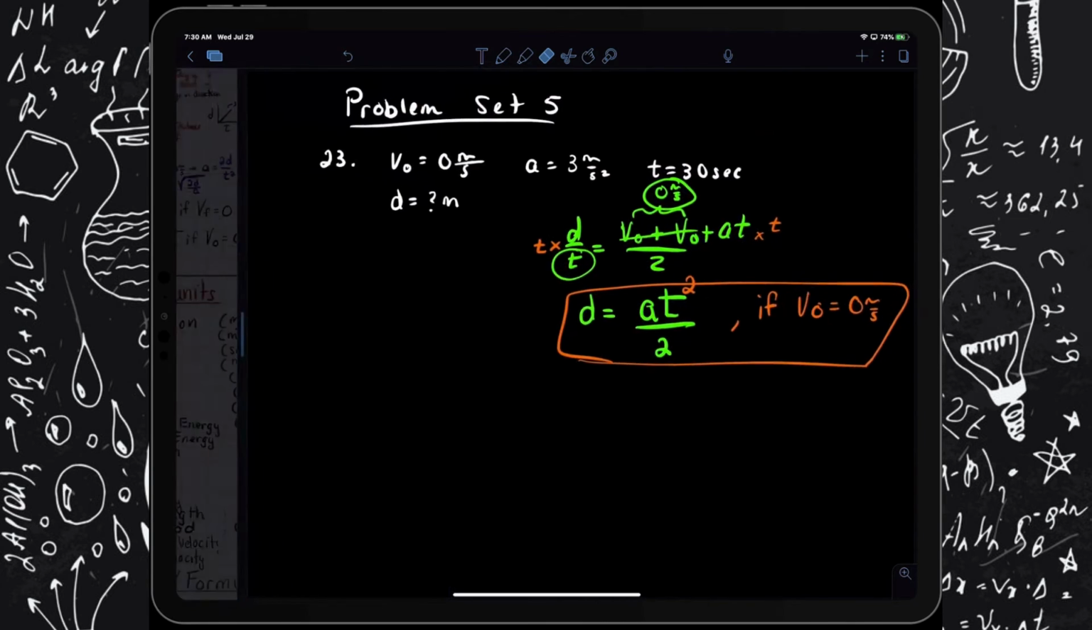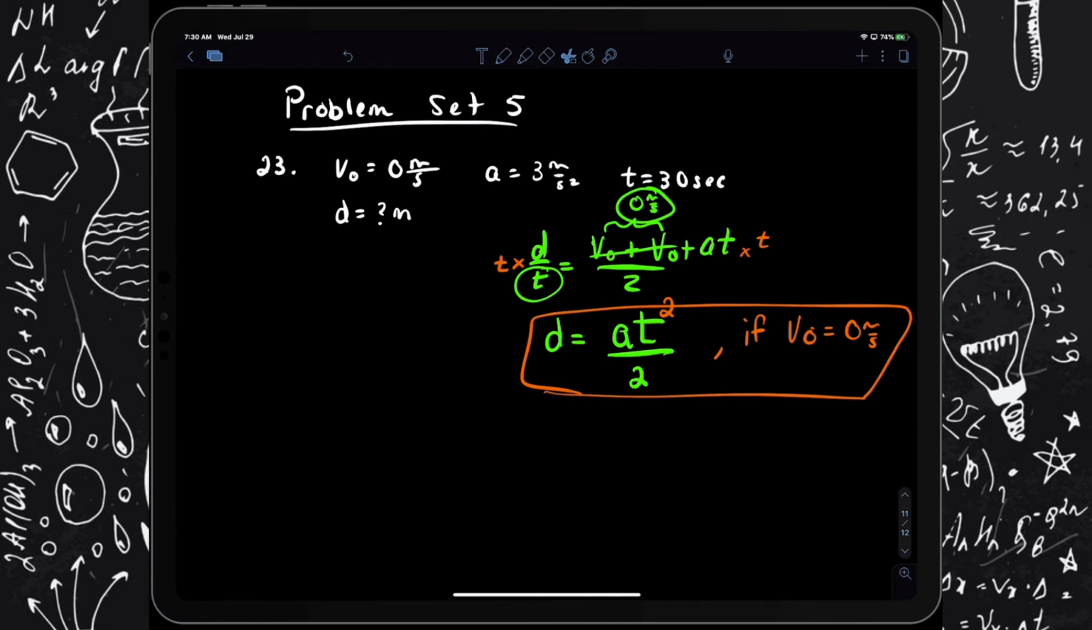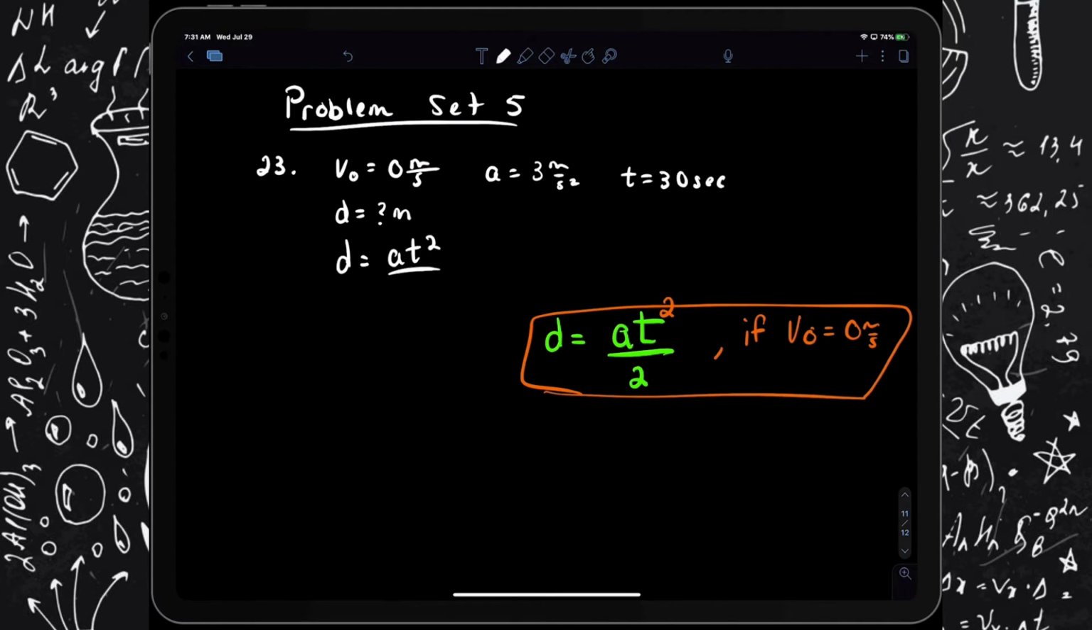Okay? So we have our formula. I'm going to clean this up first before we move on. Delete this stuff. And we're going to put in that new derived equation. So you have AT squared divided by 2. And we're going to substitute in our numbers now. You have distance equals, the A was 3 meters per second squared. Our time was 30 seconds.